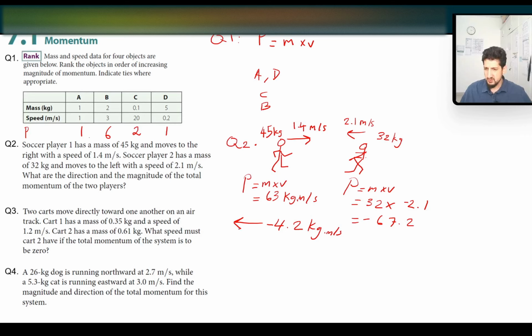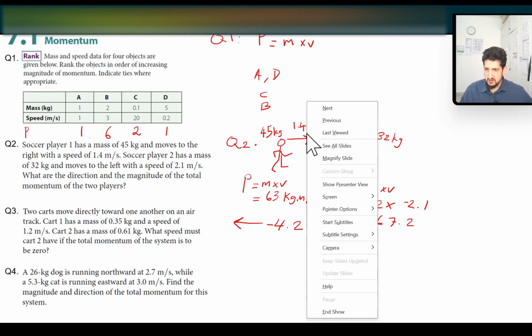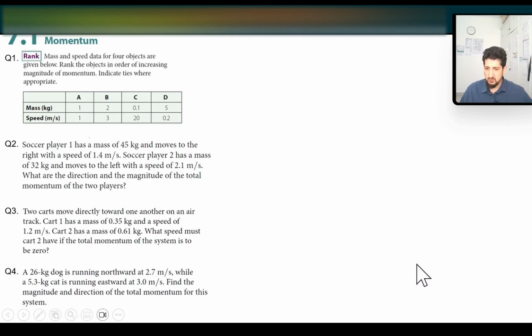Okay, I'm going to have to get rid of some of this stuff. Can I do that in one swoop? Screen, black screen, nope. Pointer options, erase all ink, yep, perfect. So I'm going to go to question 3 now.